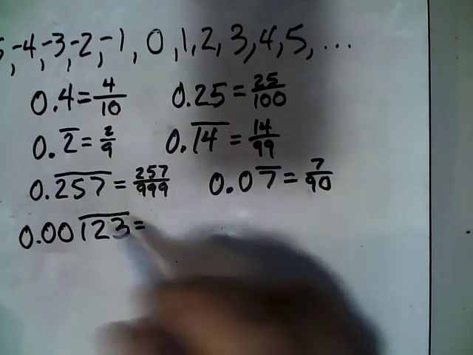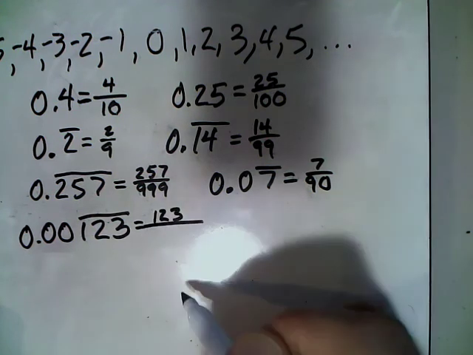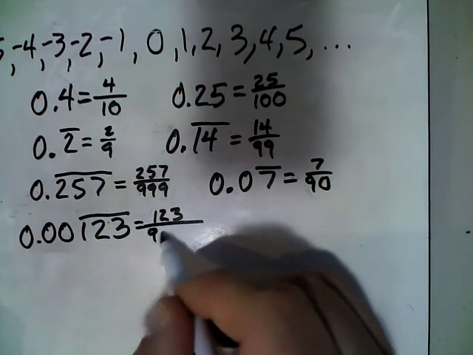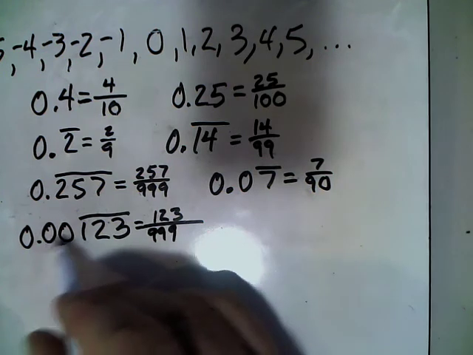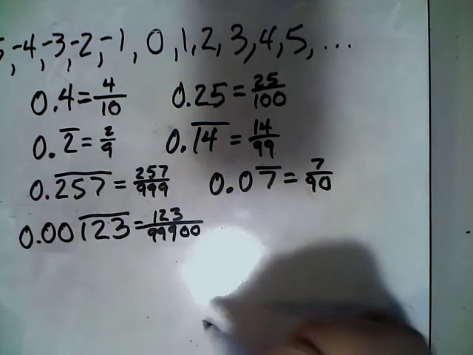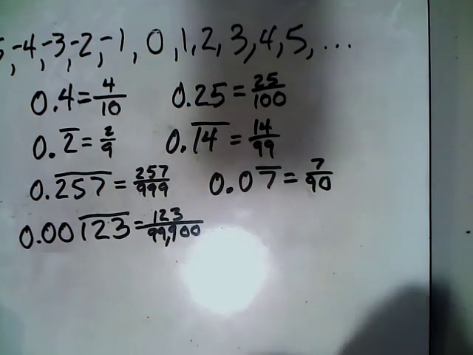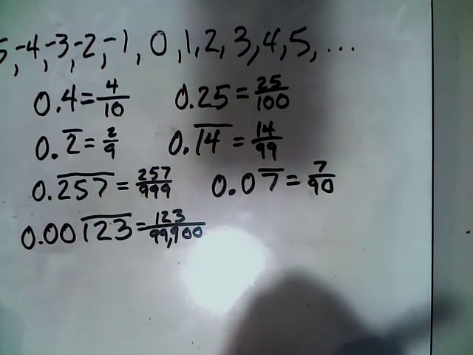So this actually would be, well, 1, 2, 3 over, and now I have 3 digits repeating, so that means there's going to be 3 nines, but then we were shifted over 2 spots, so I'll have 2 zeros there. So this is actually 123 over 99,900. And we could do a little reducing there, but that's at least to get us started.